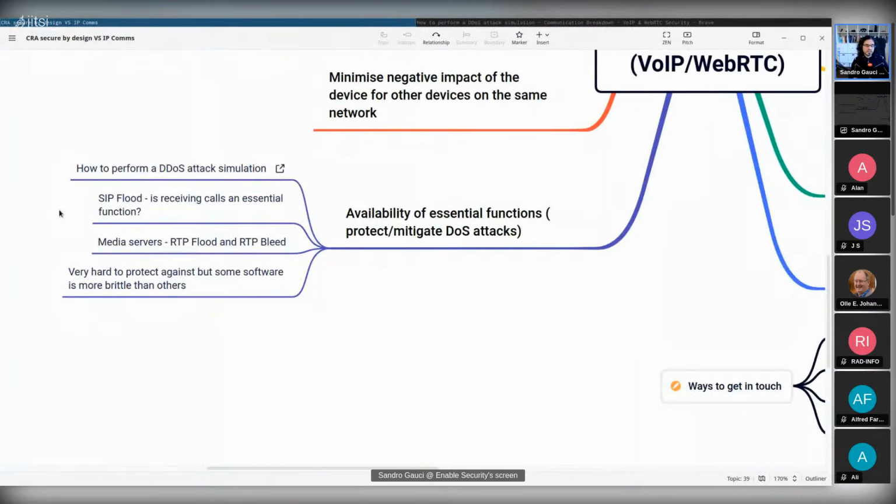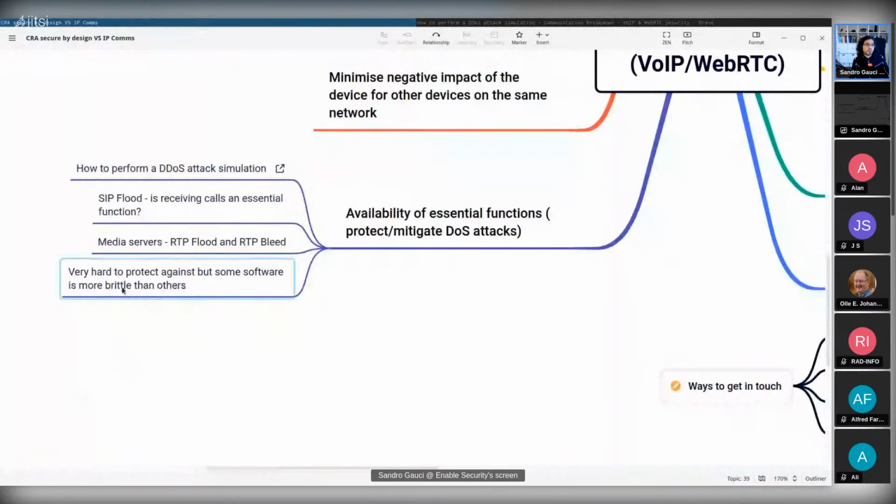Other attacks are on the media servers themselves, not just the signaling. RTP flood and RTP bleed can both be used for denial of service attacks. I won't go into that too much, but it's not just the signaling, but also the media servers that can be attacked, and I think they fall under this one item here.